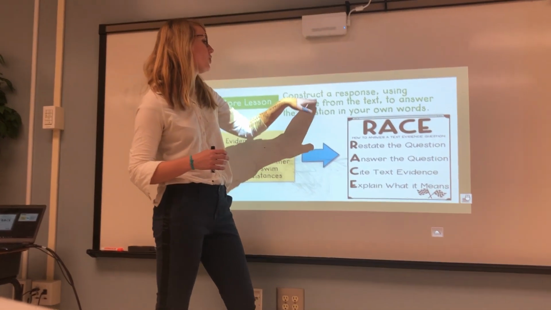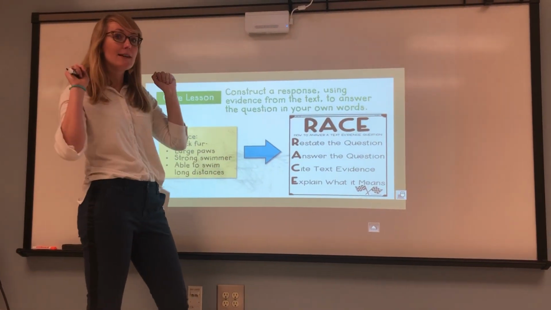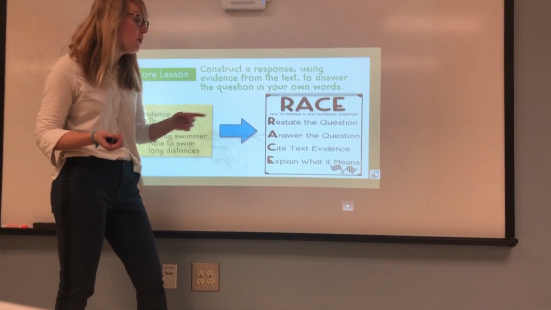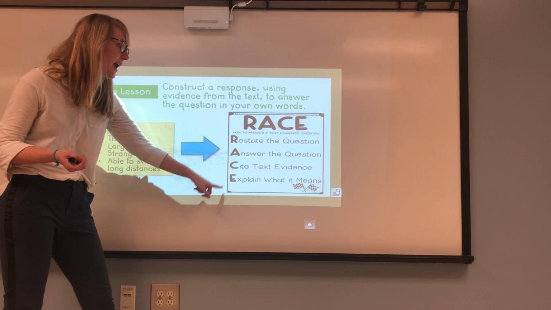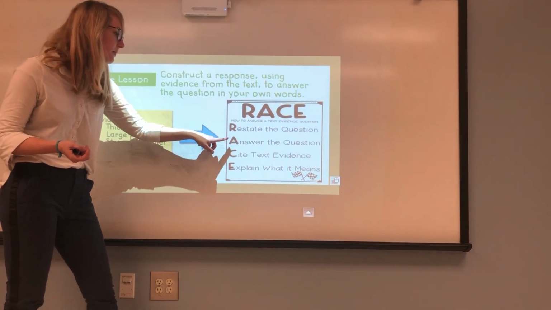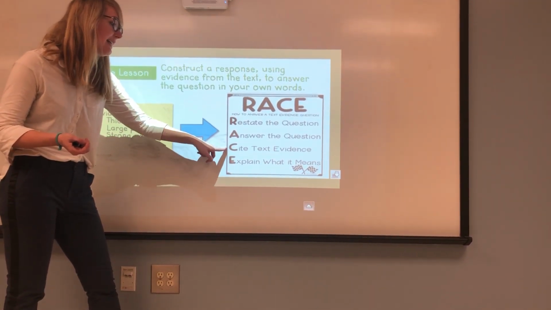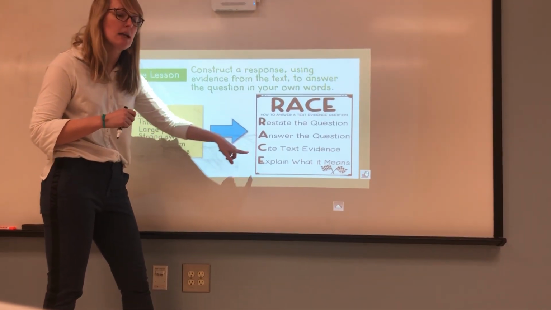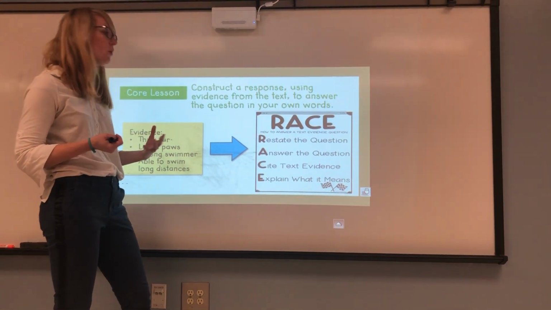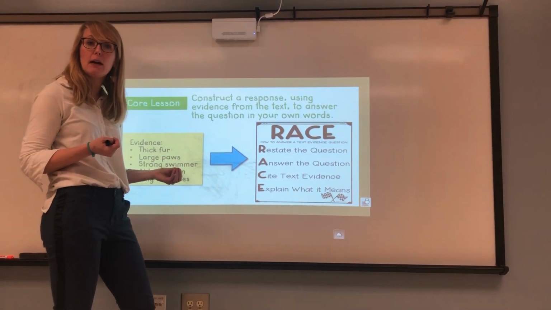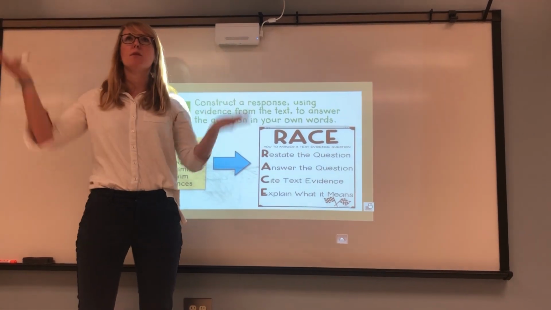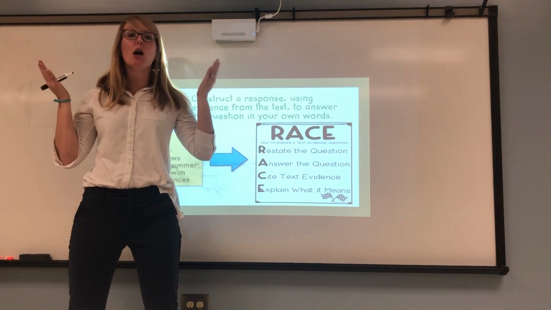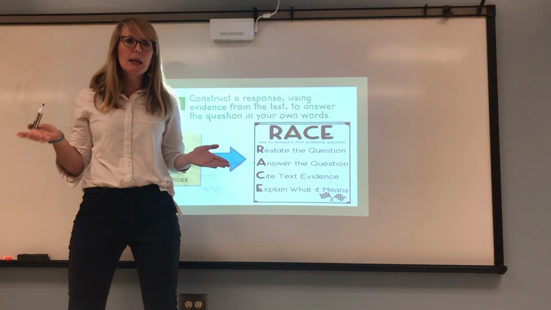Now it's time to construct a response. When I see construct a response, I think constructed response. And at that point, I think about RACE. Restate the question, answer the question, cite text evidence, we already found it, and explain what it means. So the question was, what are the traits of a polar bear? When I flip that, the traits of a polar bear are. Then I'm just going to list them.